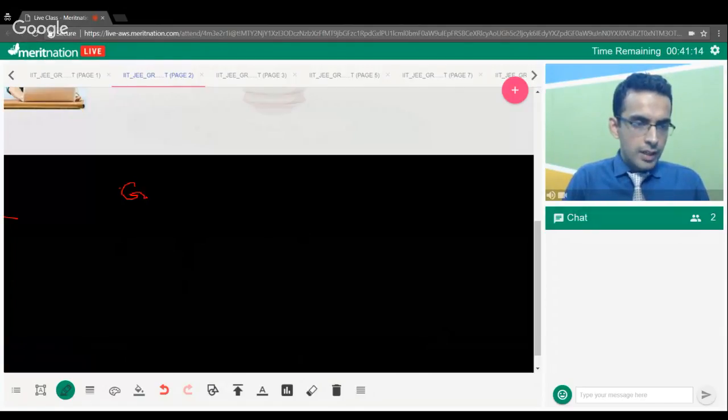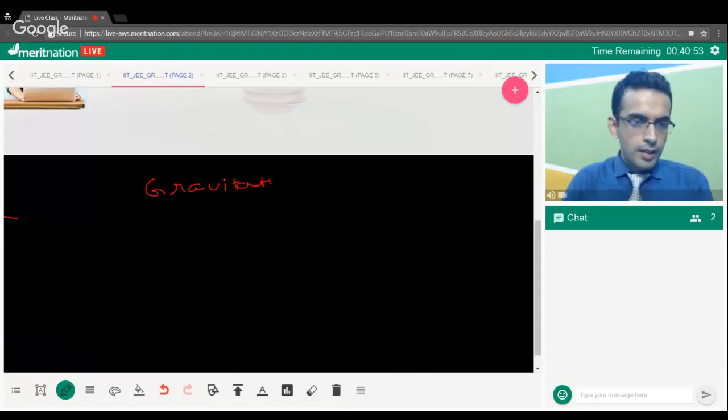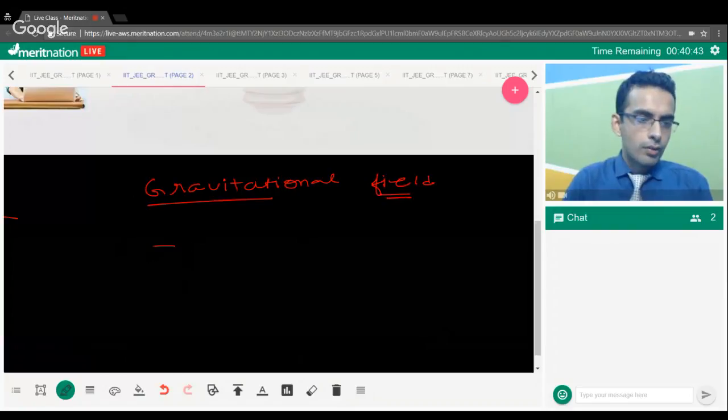So basically, we have to find the gravitational field. What is the formula for gravitational field? Basically, gravitational field is the force that is applied by a body of mass capital M on a unit mass, right?